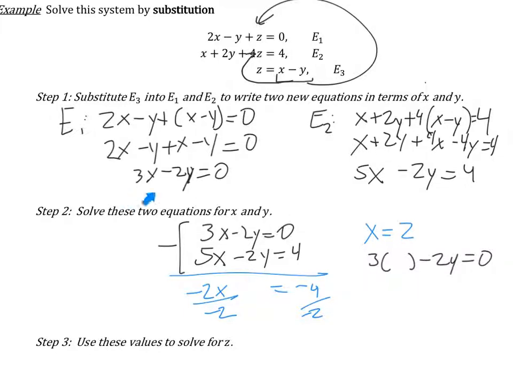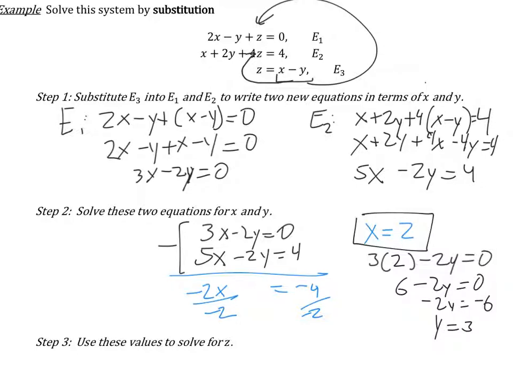Now I'm going to take this equation right here, and we're going to substitute for x. You could do it for the other equation too, it doesn't matter. But let's go ahead and plug 2 in, because we know that x is 2 here. And we've got 6 minus 2y equals 0. Subtract 6 from both sides. Divide by negative 2, and y is 3.